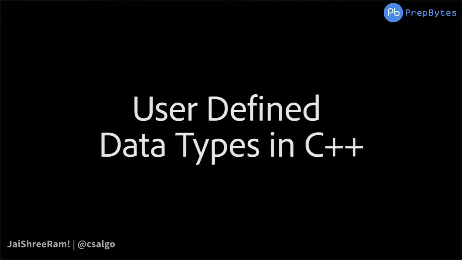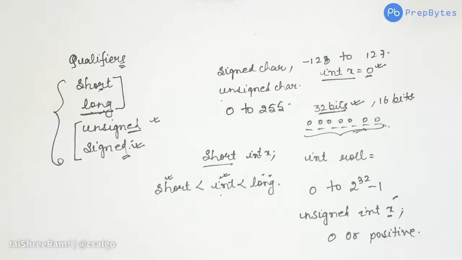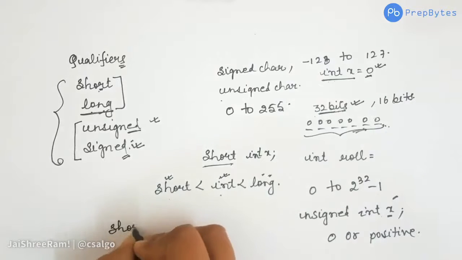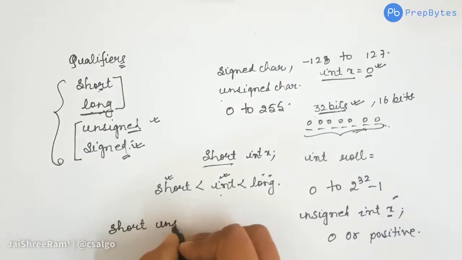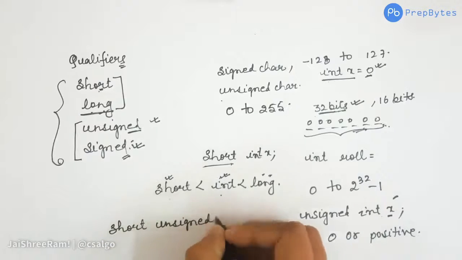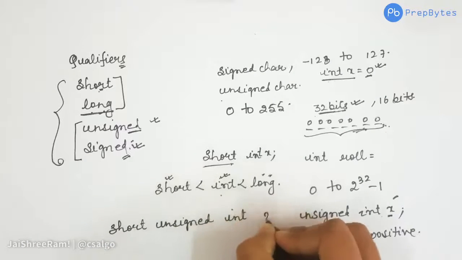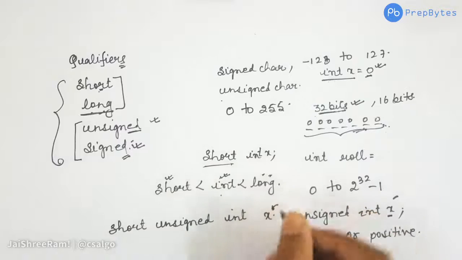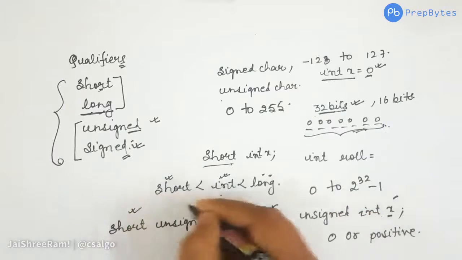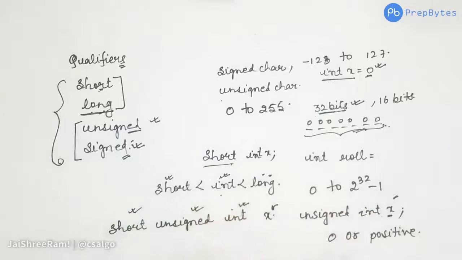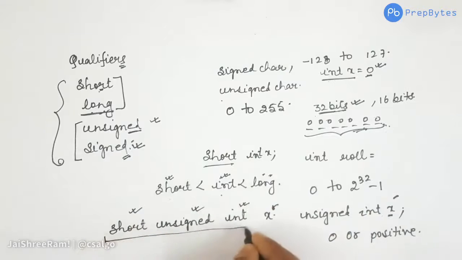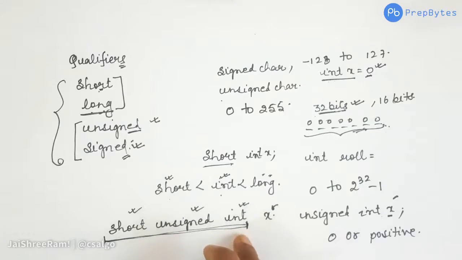Now let's say I have to declare a variable which is short unsigned int x. So this is a variable and I have to declare x as short, unsigned and integer. So as you can see, we are getting such a big name here. So we can use typedef to make this particular declaration small.